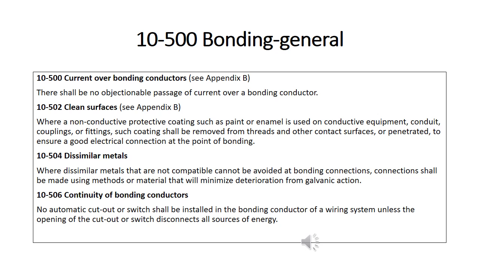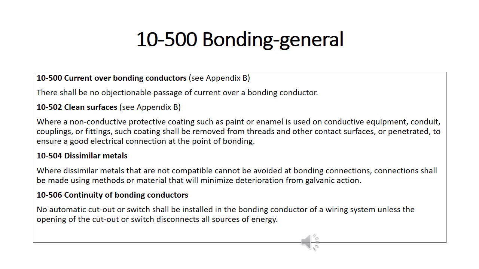10-500, Bonding, general. Guess what? 10-500 is back. In the prior 2015 Canadian Electrical Code, this section was reserved for future use. 10-500 deals with bonding. 10-500, current over bonding conductors. See Appendix B. There shall be no objectionable passage of current over a bonding conductor.